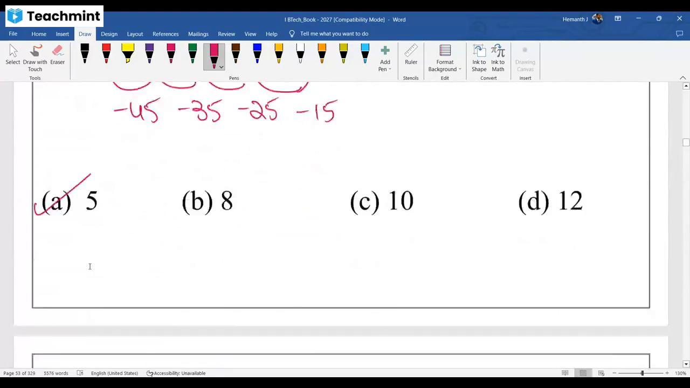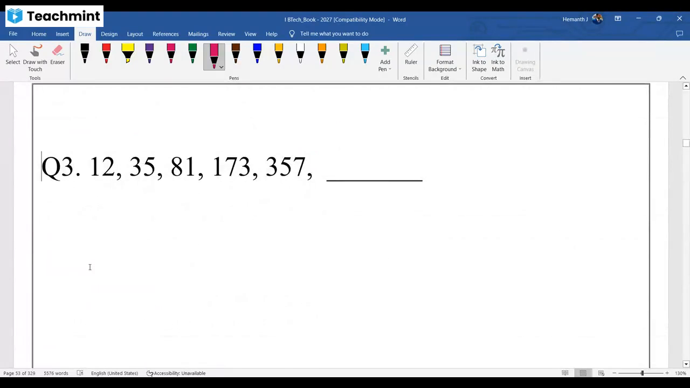Next question. 12, 35, 81, 173, 357. This is a fill in the blank question. This is actually a question given in GATE exam. Some recruitments like TCS and Infosys give fill in the blanks. Sir, I want to go for the out-of-country GRE exam. Fill in the blank is there.